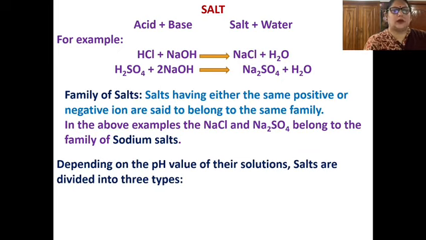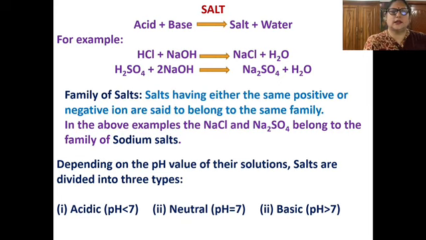Next, depending on the pH value of different salts, we can divide the salts into three types. One is the acidic salt, where the pH value is less than 7. Another is the neutral salt, where the pH value is equal to 7, and the next is the basic salt, where the pH value is more than 7.